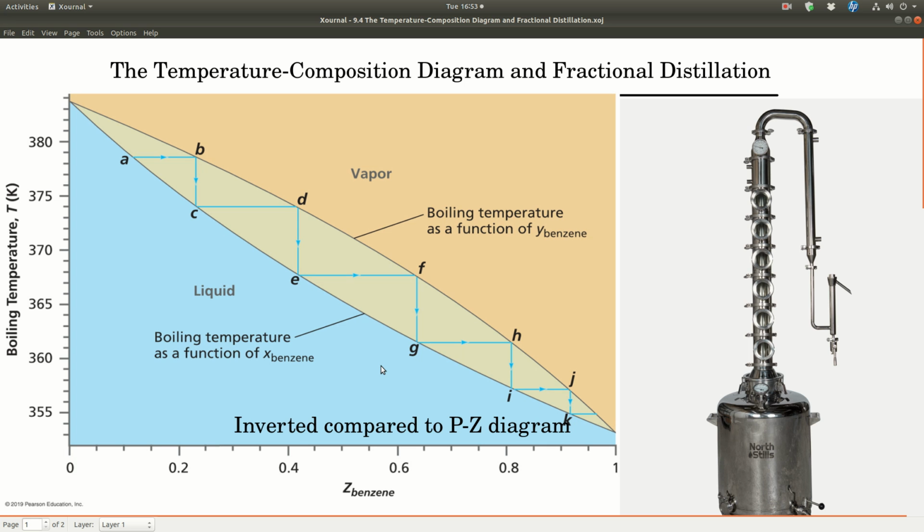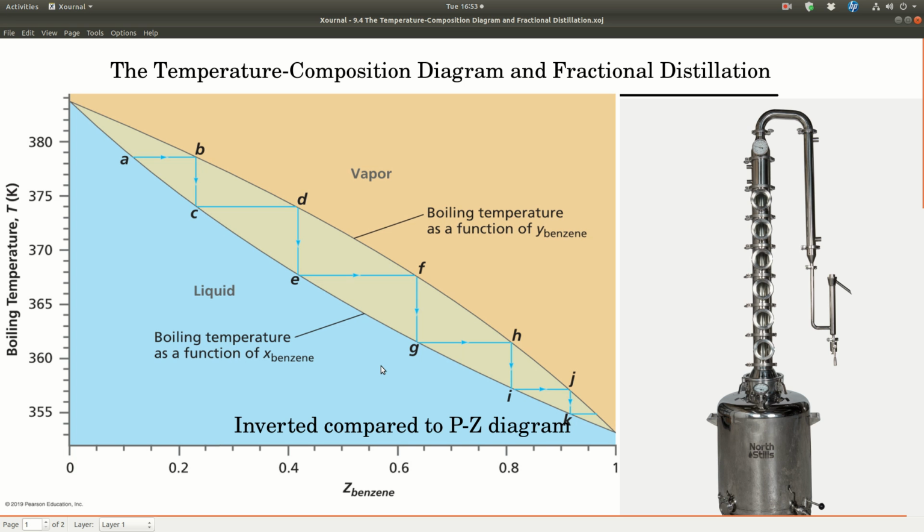Hey guys, so this is section 9.4 where we talk about the temperature composition diagram and fractional distillation. In the previous section we looked at the PZ diagram, pressure versus the average composition. It ends up that it's convenient to look at the TZ, or temperature composition diagram, when we're talking about distillation.